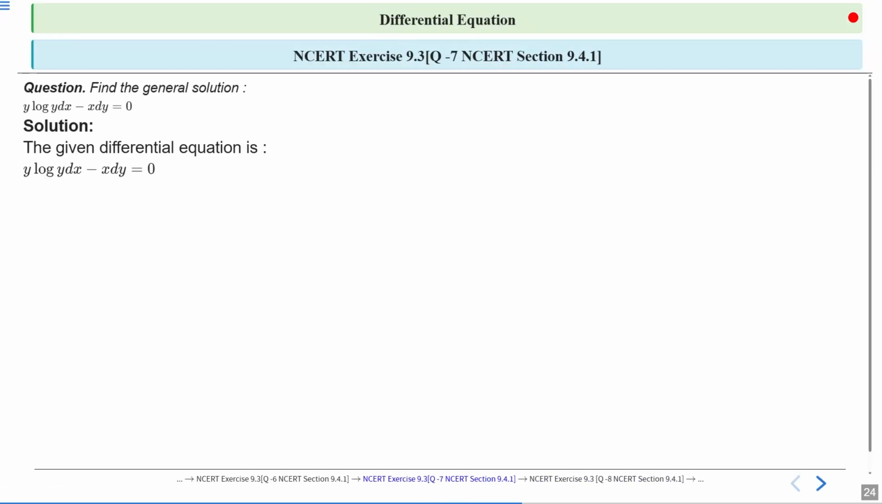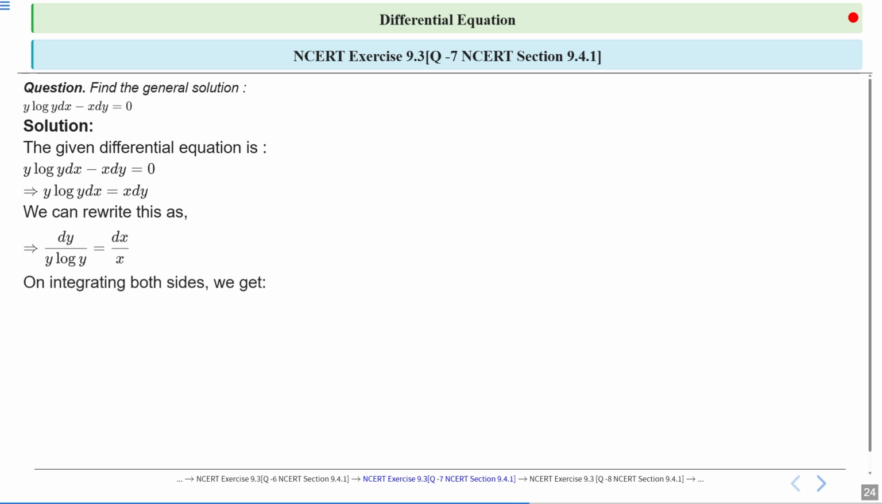The given differential equation is y log y dx minus x dy is equal to 0. So we get y log y dx is equal to x dy. We just try to separate the variable. So we can rewrite this as dy by y log y is equal to dx by x.